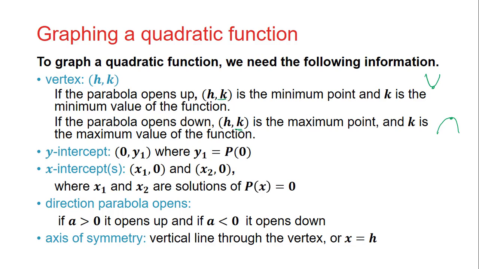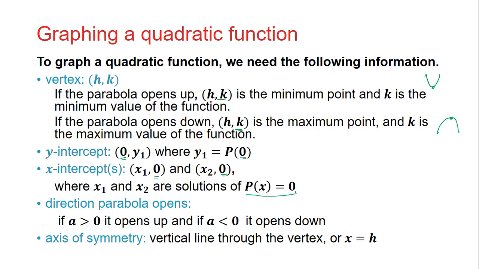The other things that we need to find are key points that we found throughout the course. The y-intercept: we find the y-intercept by letting x equal 0 and solving for y. And in function notation, that is the same as evaluating the function when x is 0. To find the x-intercepts, we let y equal 0 and solve for x. And therefore, the x values are actually solutions of the equation p(x) equals 0.